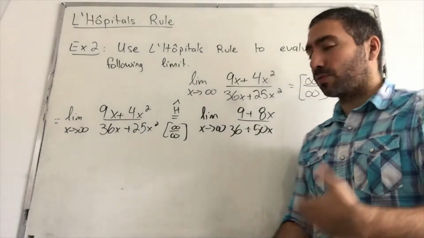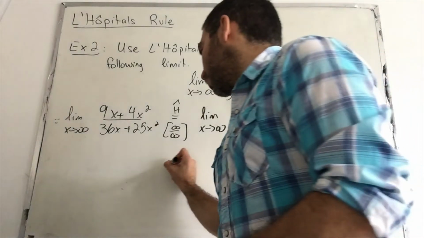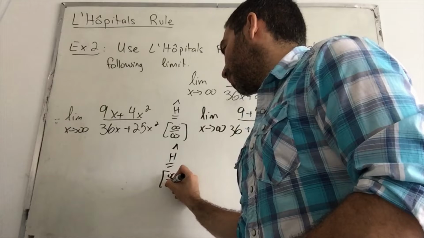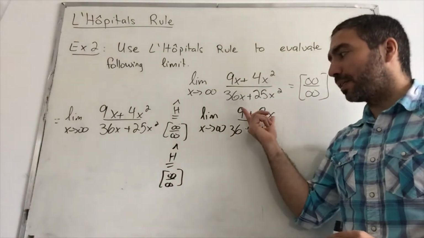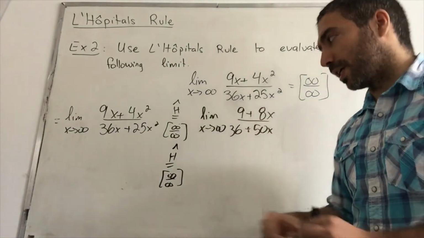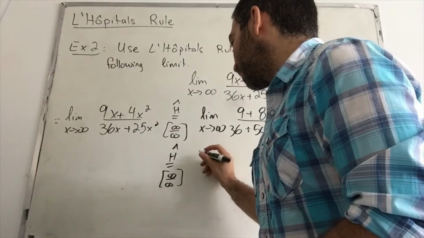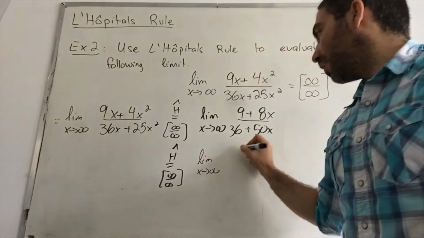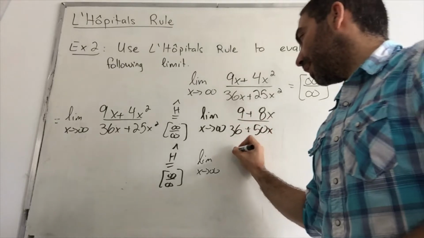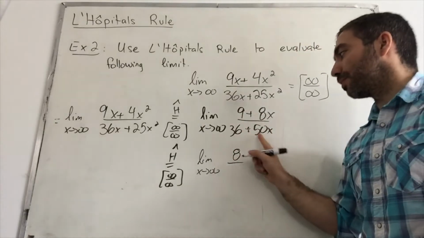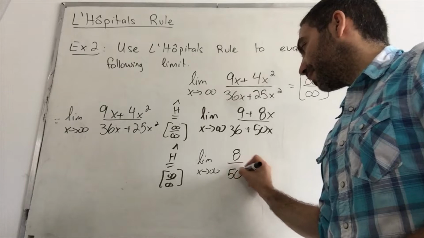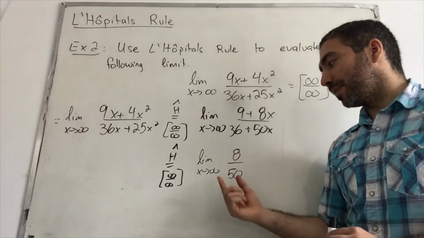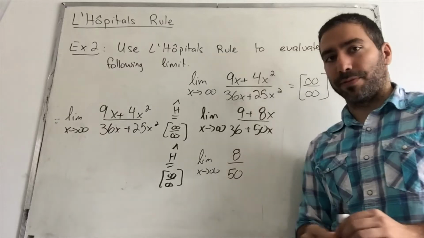So you could apply L'Hopital's rule multiple times. So let's apply L'Hopital's rule again. We have the indeterminate form infinity over infinity. So we take the derivative of the top and the bottom once again, giving us the limit as x tends to infinity. The derivative of 9 plus 8x is just 8, and the derivative of 36 plus 50x is just 50. Okay, and now we're taking the limit as x goes to infinity of 8 over 50. There's no x's, so the answer is just 8 over 50.